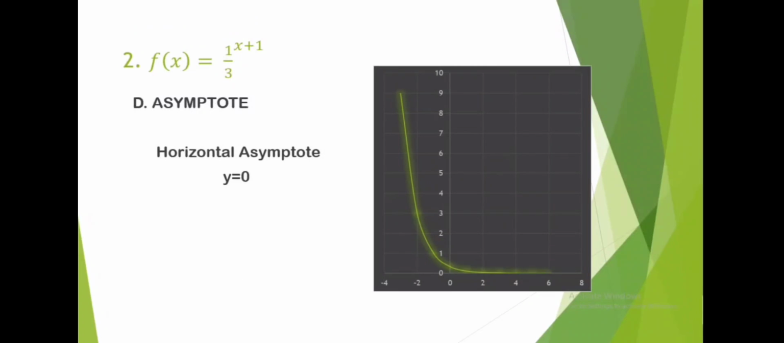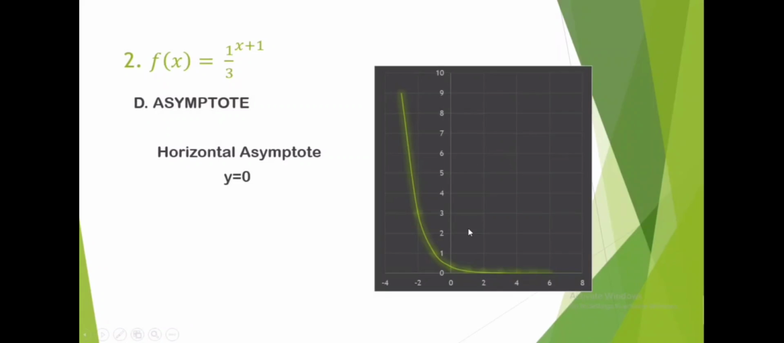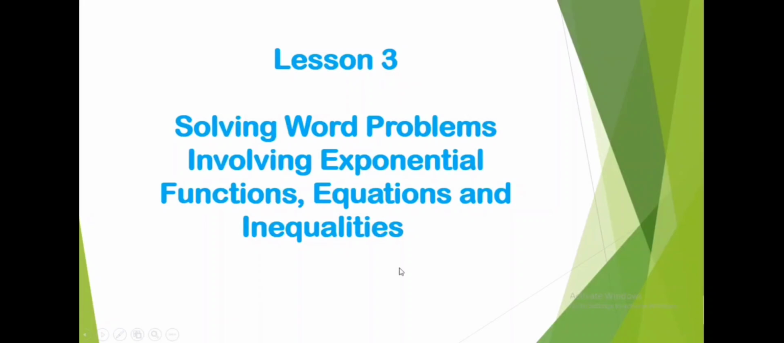As for the asymptote, again, exponential functions do not have vertical asymptotes, but they do have horizontal asymptotes. Since our graph does not cross below y equals 0, that is our horizontal asymptote. y equals 0. I hope that you understand our examples.